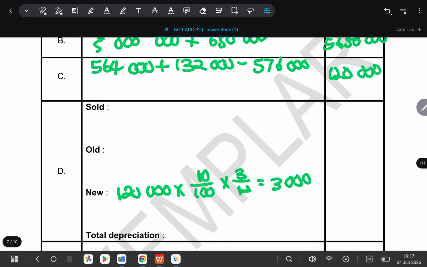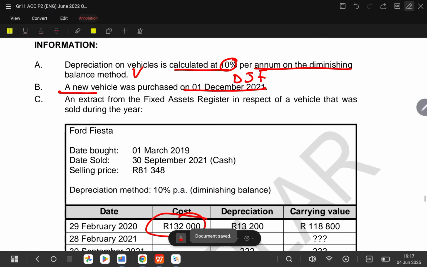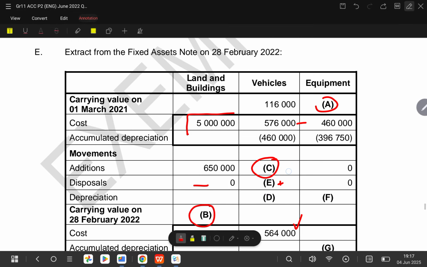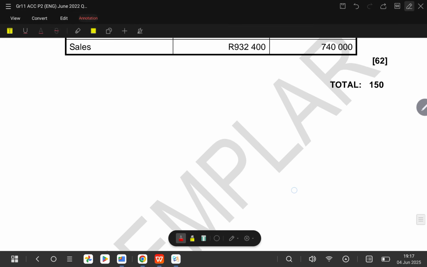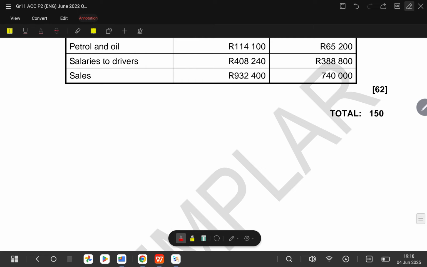And then for the old one, if there's any asset that was sold, you need to make sure that you subtract that particular asset. You take out the cost price of that sold asset, and then you also take out the accumulated depreciation. Then you calculate on the carrying value that they say you should calculate on. Okay, but this one is a bit tricky, so I suggest that when you do it, please make sure that you draw your fixed asset register. So I'm going to draw the fixed asset register for the one that was sold.